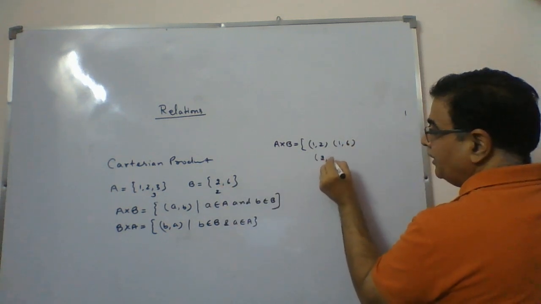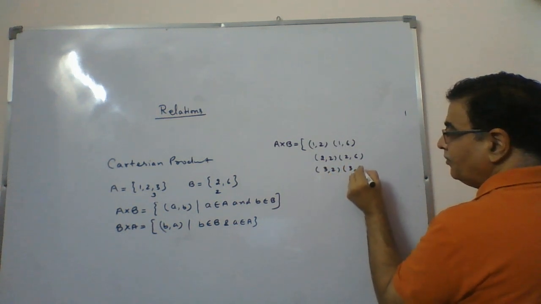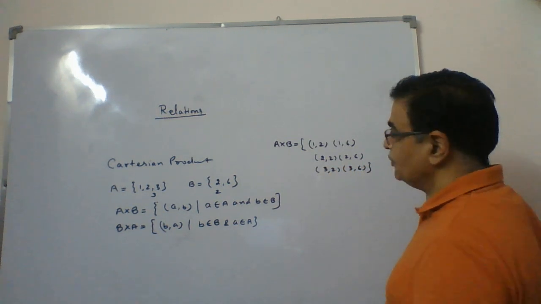Then comes 2 comma 2, 2 comma 6. Then comes 3 comma 2 and 3 comma 6. This is your Cartesian product.